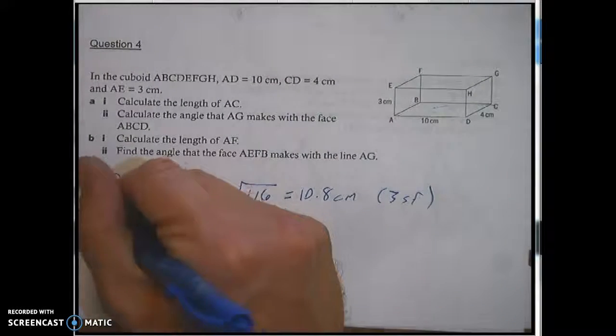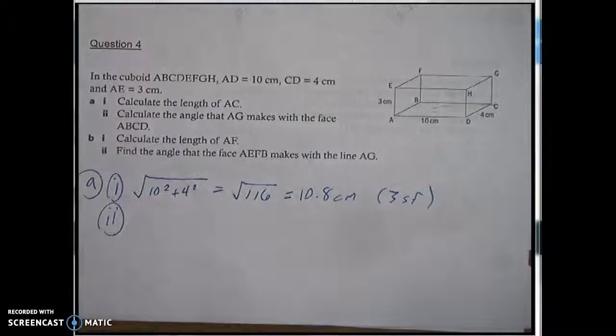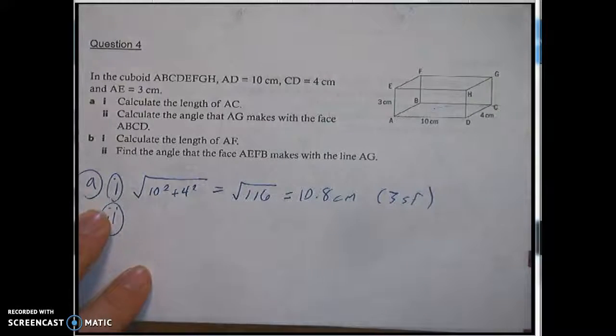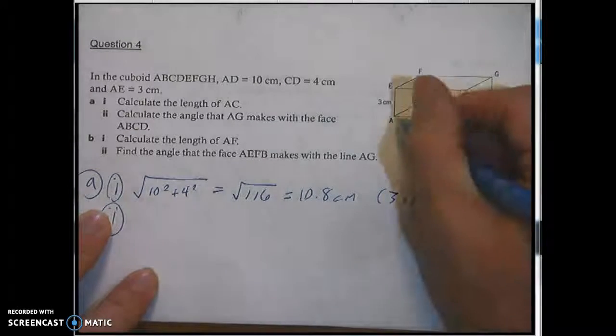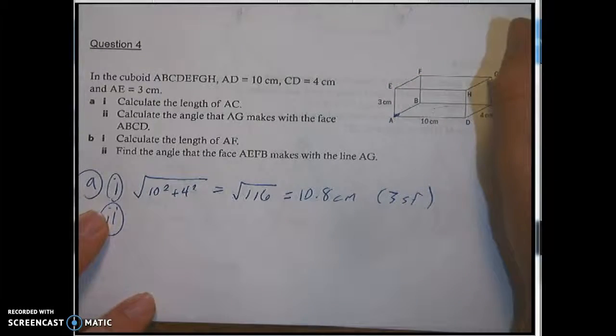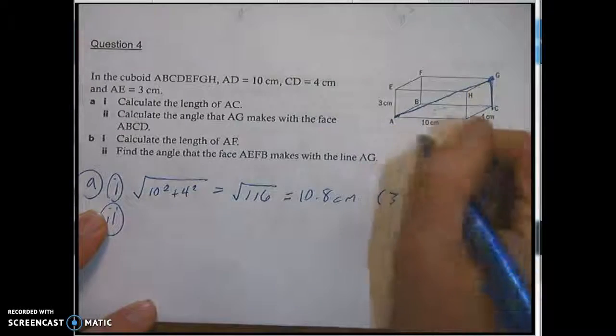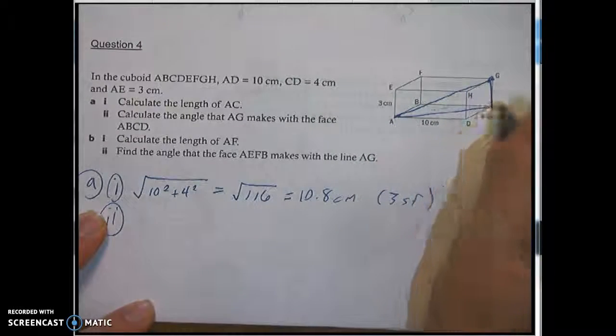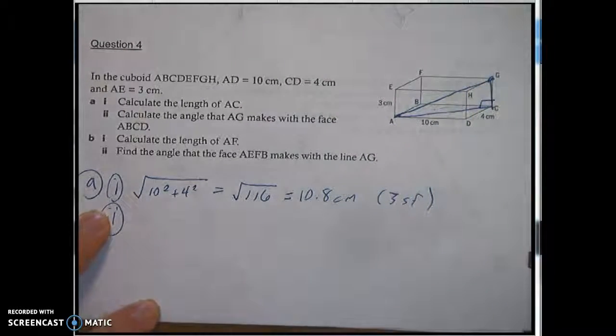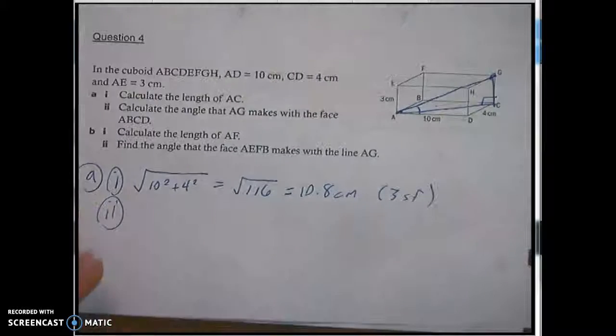In part 2, we're supposed to calculate the angle that AG makes with the face ABCD. So ABCD is right here. I'm actually going to try and draw this one. I've got A, I've got G. I'm going to drop the perpendicular. And so I've got this right triangle here, and I'm trying to find this angle right here.